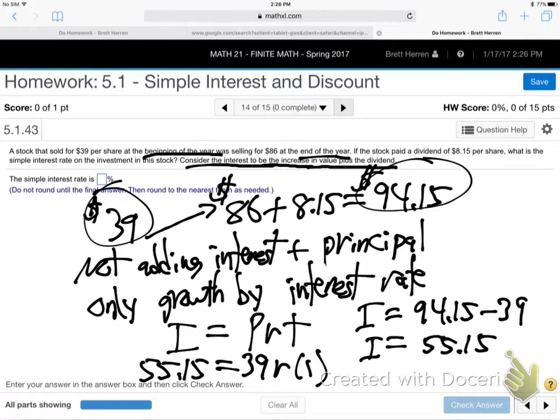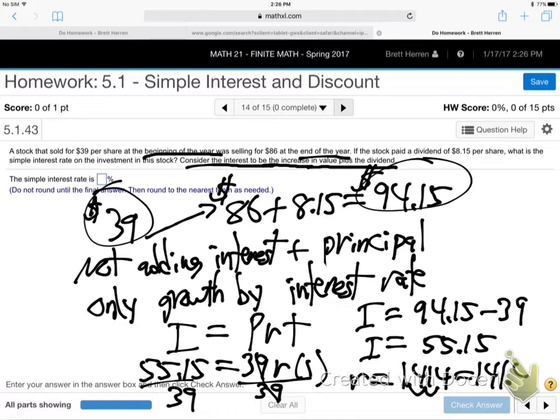So how much did it grow by? What was the rate? How do you solve this little formula for R? Divide by the 39. So the R is, somebody have the calculator, 55.15 divided by 39? 1.414. Now I have to change that to a percentage. Everybody good so far? I know this one's kind of weird to look at. To change to percentage, remember you have to move the decimal 2 to the right. I hope you're not getting confused by that. It's 141.4%.